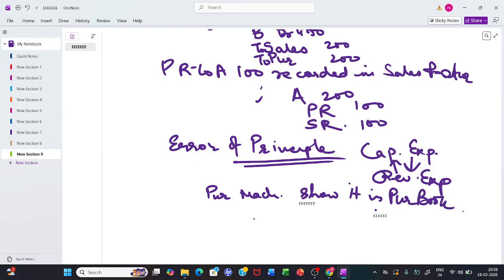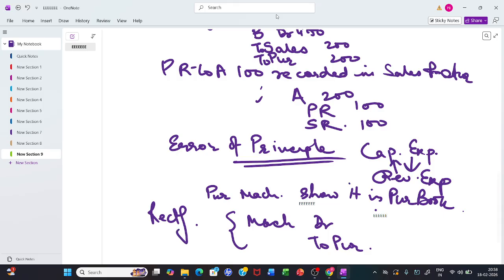So what should be debited? Machine. What have I debited? Purchases. We have done the same in final account questions also. So that would be the rectifying entry. Marks are for the rectifying entry. All other is a part of your rough work.